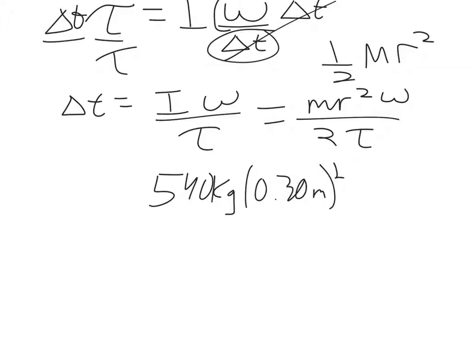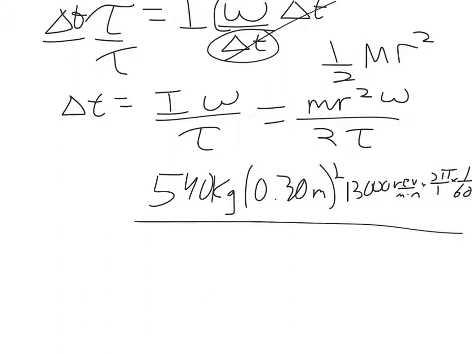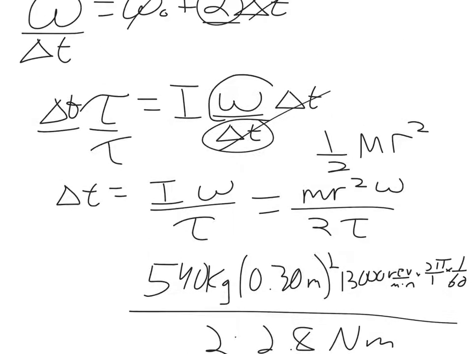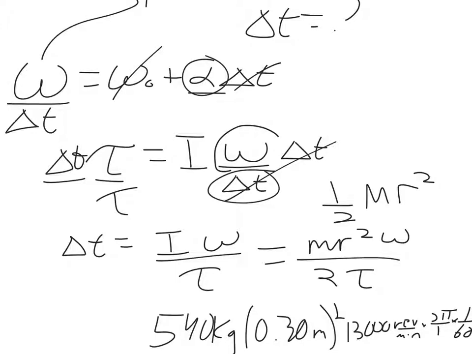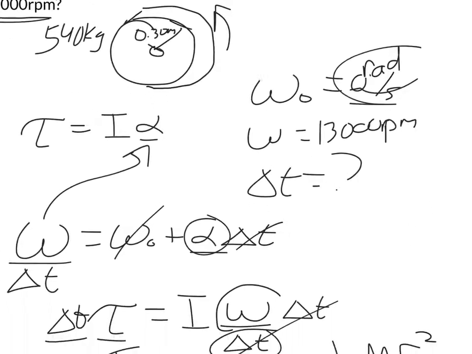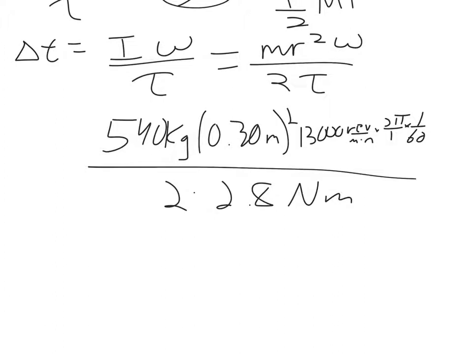Well, we can do it right here. 13,000 RPMs. And I have revs over minutes, so I have to multiply by 2 pi. And I have to multiply by 1 over 60, right? Okay. Over 2 times the torque, which I believe was 2.8 Newton meters. Let me check that before I start feeding it into my calculator, but I'm pretty sure that's right. 2.8 Newton meters, okay. All right, so we're just going to shove all that into the calculator.